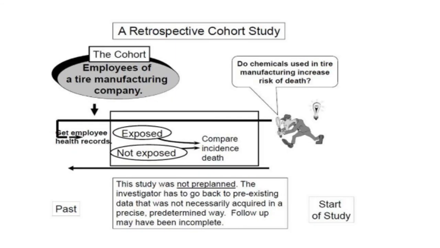Now in the retrospective cohort, suppose you have a chemical industry and 500,000 people have been working in your company from 2000. In 2016 you found that 500 workers have died, and you want to know the reasons behind their death. So your hypothesis is, do chemicals used in tire manufacturing increase the risk of death or not?